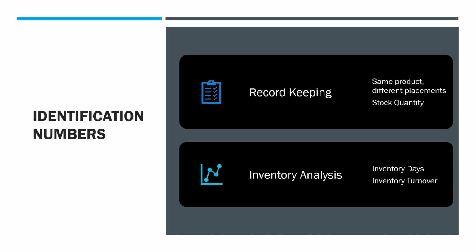Many inventory management systems will use identification numbers to categorize for the benefit of companies and supply chains. They are called SKUs in retail, VIN numbers for vehicles, and ISBN numbers for publications. Identification numbers are useful for record keeping. You may have the same product with different quantities or in different places. It also simplifies inventory analysis. Inventory days and inventory turnover can be separated by product identification numbers, resulting in better decision making.